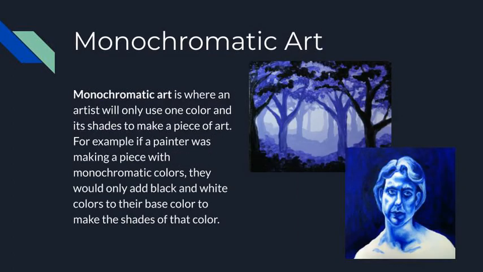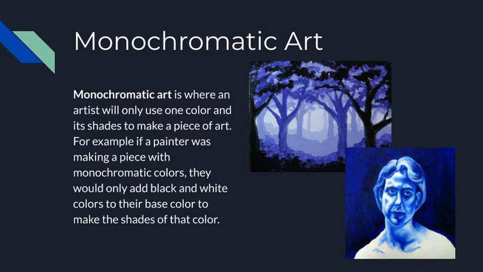Now let's talk about monochromatic art. Monochromatic art is where an artist will only use one color and its shades to make a piece of art. For example, if a painter was making a piece with monochromatic colors, they would only add black and white to their color to make the shades of that color.